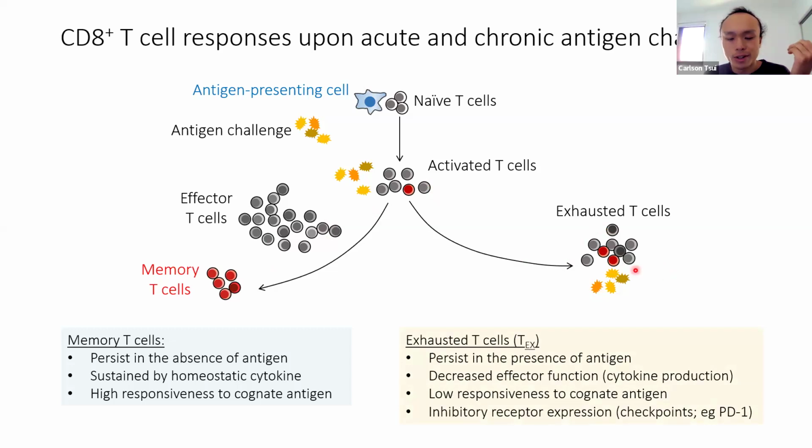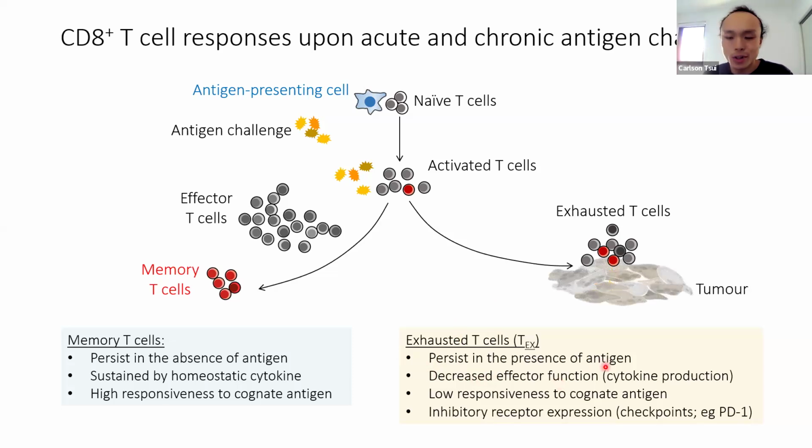And features of exhausted T cells, in contrast to memory T cells and effector T cells you get in acute infection, is that they persist in the presence of antigen. They exhibit decreased effector function, such as dampened cytokine production. They have low responsiveness to cognate antigen, and also they express a high level of inhibitory receptors on the surface, or so-called immune checkpoints, such as PD-1.